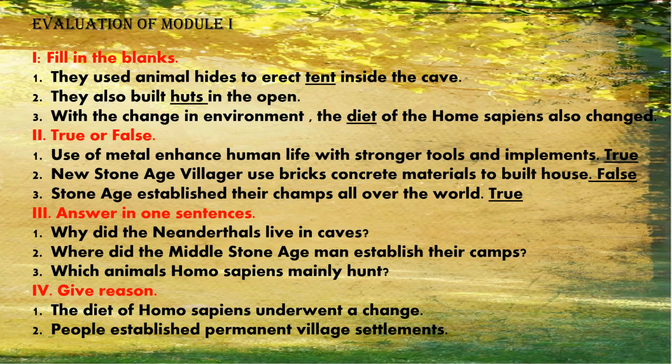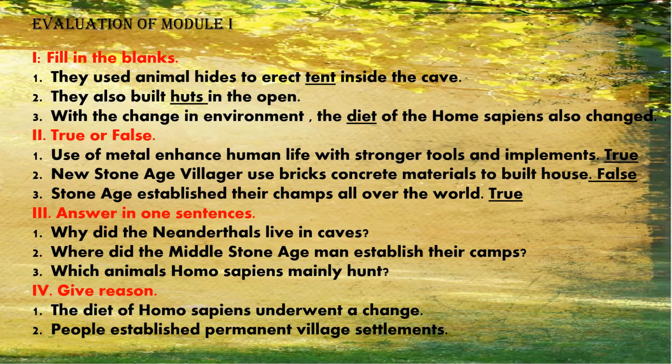Give reason. The diet of Homo sapiens underwent a change. Answer: with the mammoths getting extinct, the Homo sapiens turned to fishing. They also gathered wild seasonal food grains, fruits, and roots. Thus, the diet of Homo sapiens underwent a change.